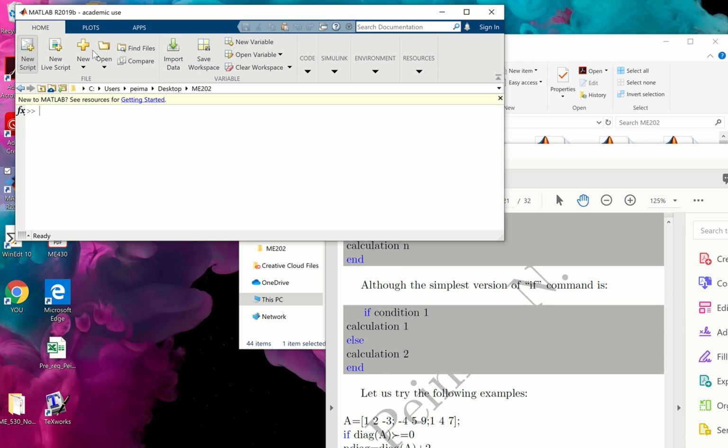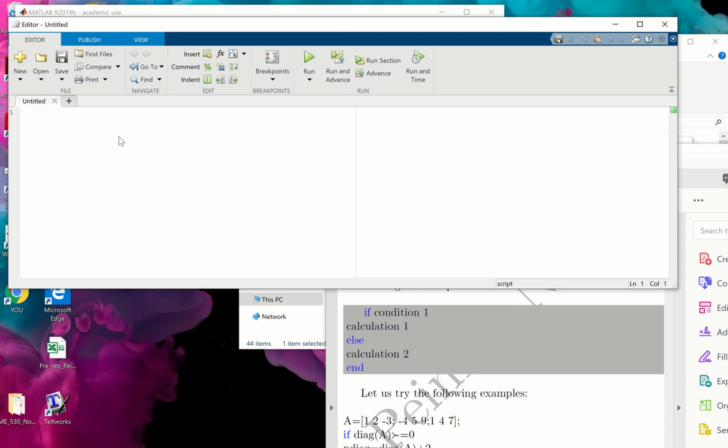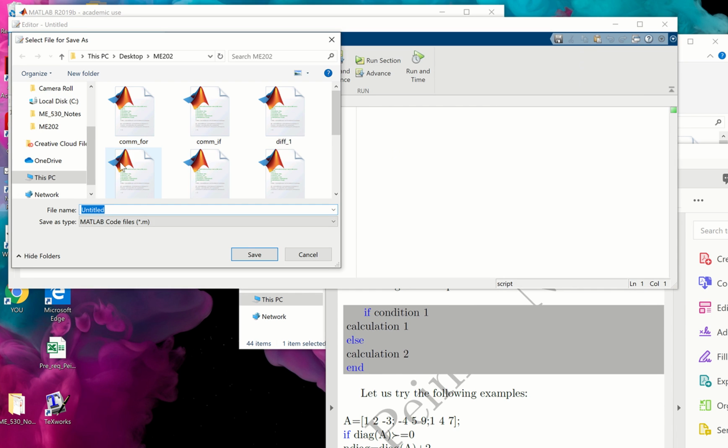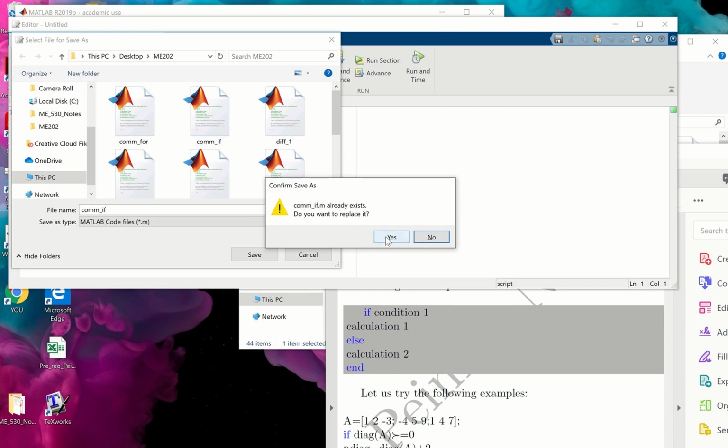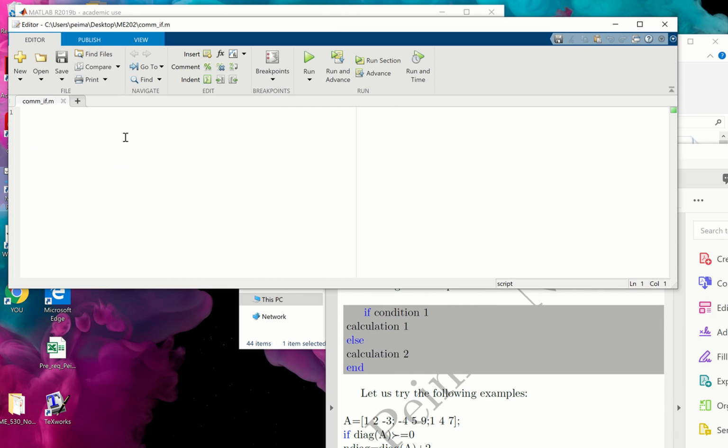So we are going to the M file in MATLAB. Okay, so I'm going to save it as command and if. Then always you have to put clc, means to clear the workspace, right? Always you do that. So now this is the matrix that we want to see. A is equal to 1, 2, minus 3, minus 4, 5, 9, sorry, 1, 4, 7.